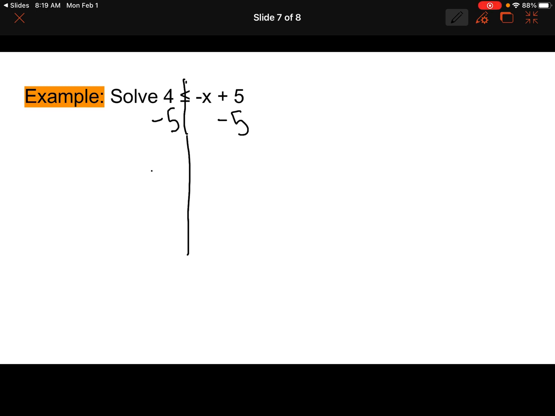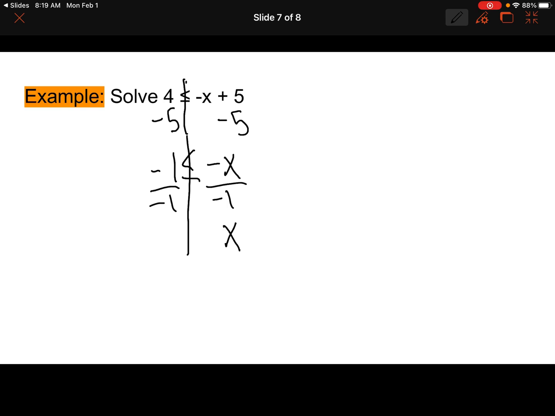Now 4 minus 5 will give us a negative 1, and that'll be less than or equal to, and 5 minus 5 is 0, so on the right side we just have a negative x. All right, now we got to get rid of this negative 1 here. So we can either divide by negative 1 or multiply by negative 1. It's the exact same thing. So we'll just divide by negative 1 here. So on the right side of the equation, negative x divided by negative 1 is just x.